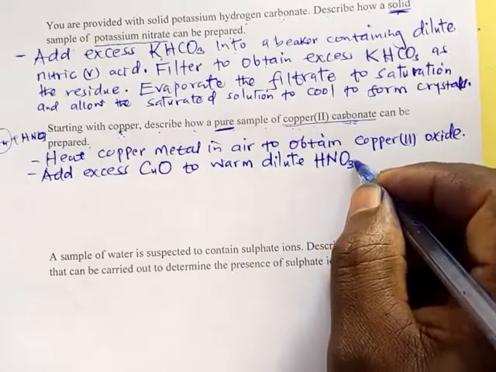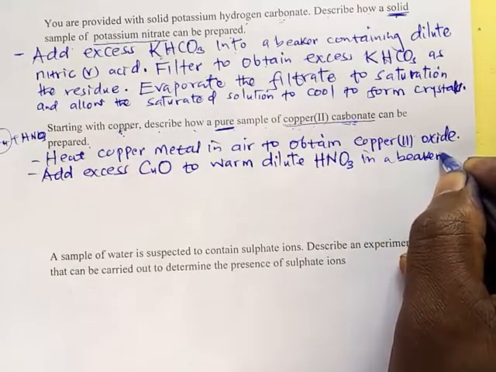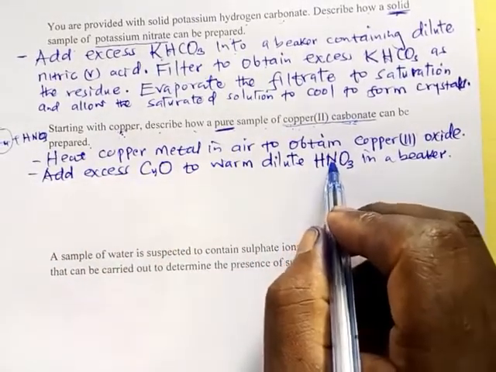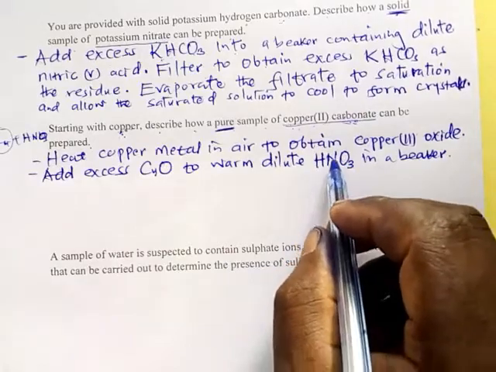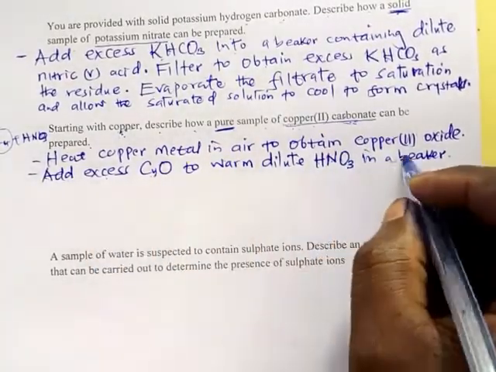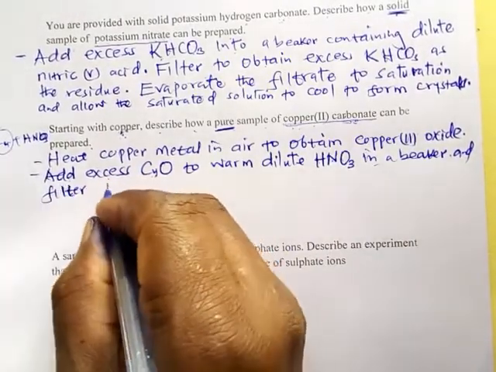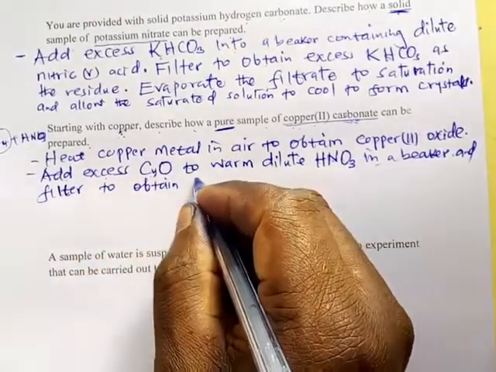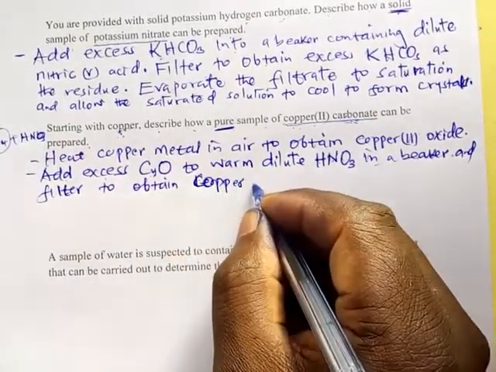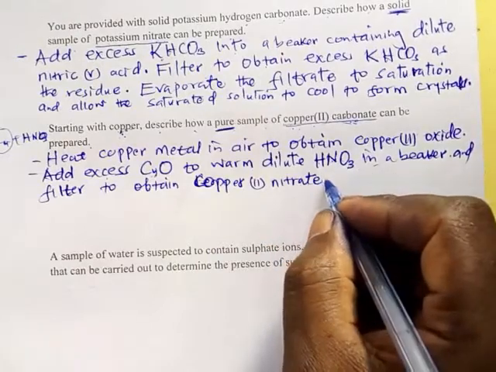This acid could be in a container, in a beaker, right? So what have you made? You have made now copper nitrate. We need that copper nitrate. So since we have excess copper 2 oxide, we need to filter to obtain the copper nitrate only. So in a beaker, and filter to obtain copper 2 nitrate. Now we have copper 2 nitrate.